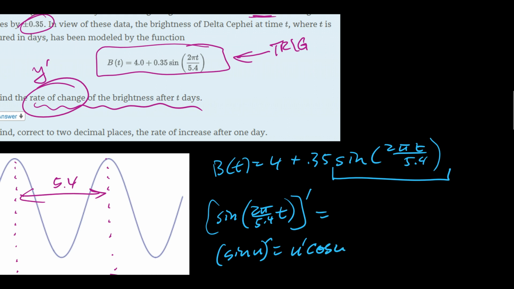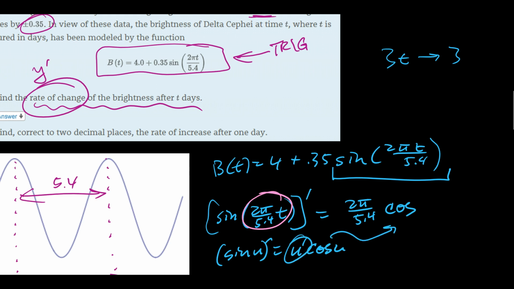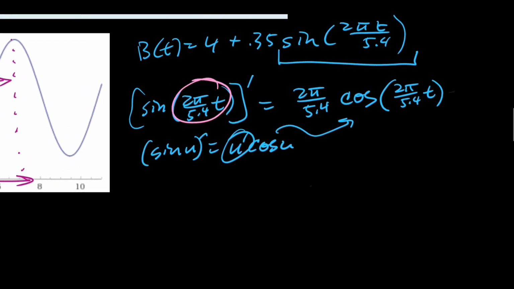So when we do that, we're going to take the derivative of the interior, which is this piece here. That's just a little polynomial. It's like having 3t, so the derivative would be 3. So this will be 2 pi over 5.4, and then times the cosine. So I've done this piece, times the cosine of the same stuff that's inside. So 2 pi over 5.4 t, like that.